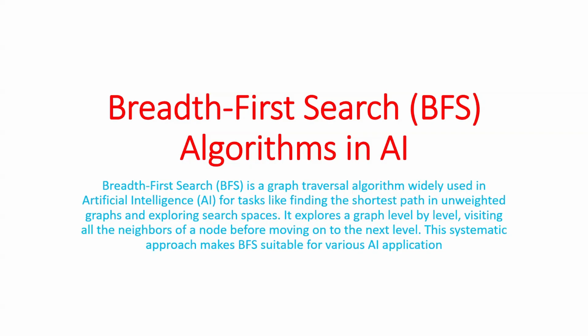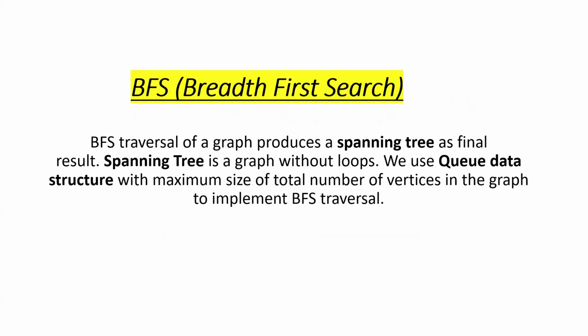So we can say that it is a fundamental uninformed search algorithm used in artificial intelligence to explore the nodes, like we call states, of a graph or tree level by level. BFS starts at the root node, or any arbitrary node, and it explores all the nearest neighbor nodes first before moving to the nodes at the next level, right? BFS traversal of a graph produces a spanning tree as the final result.